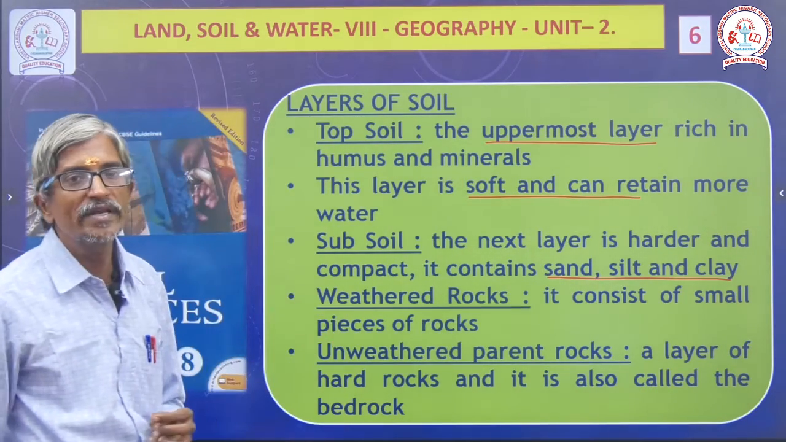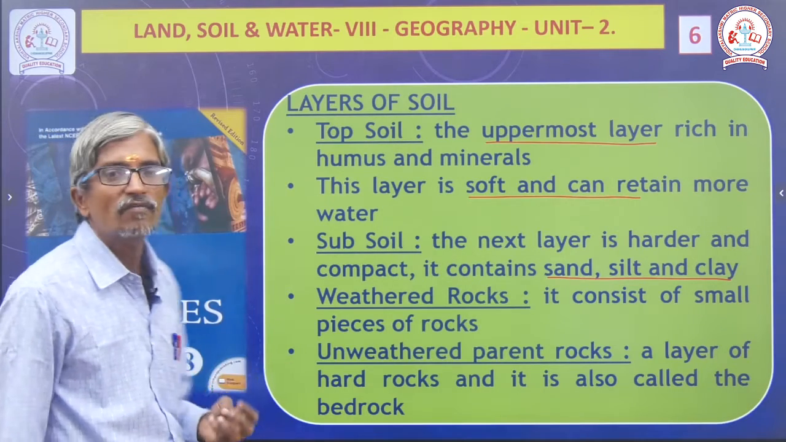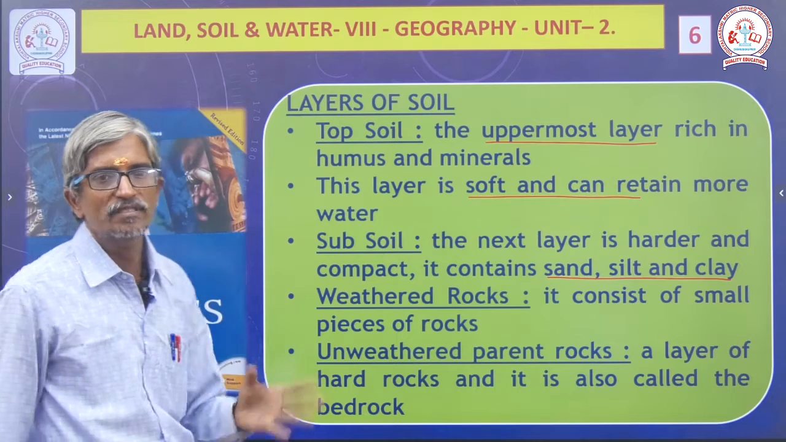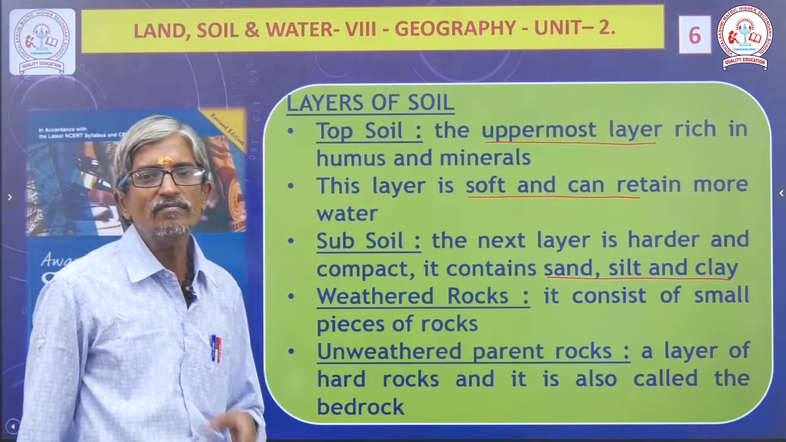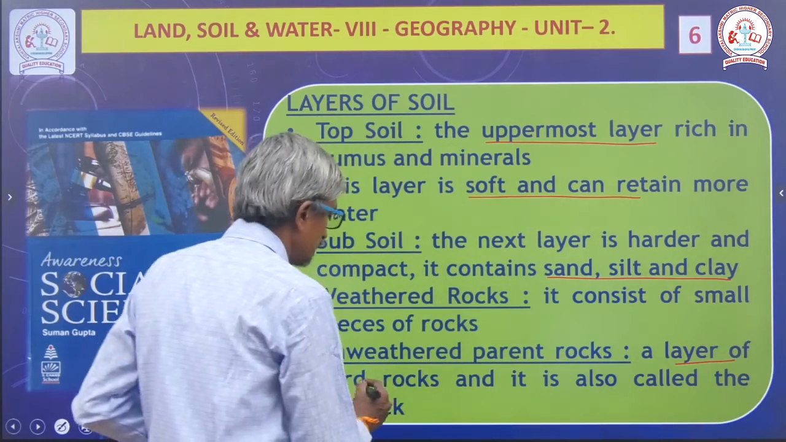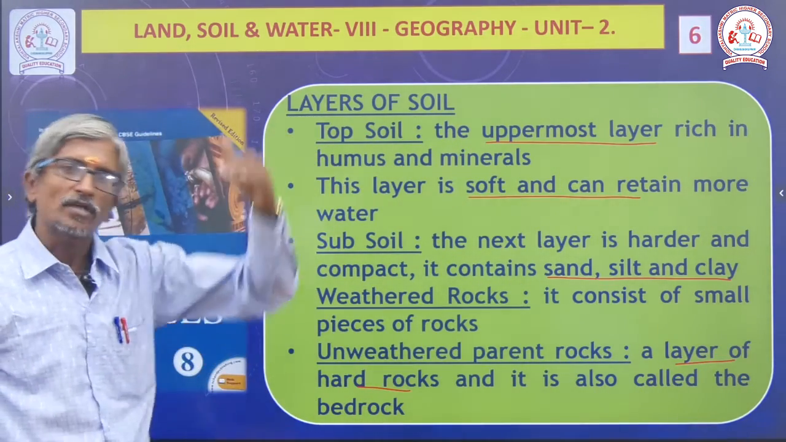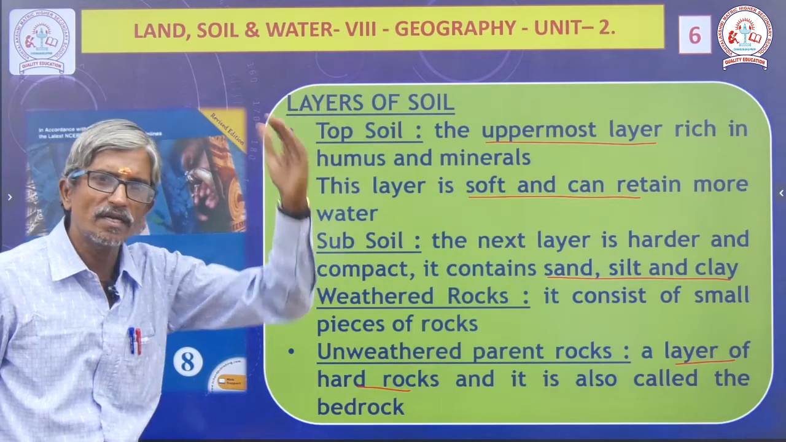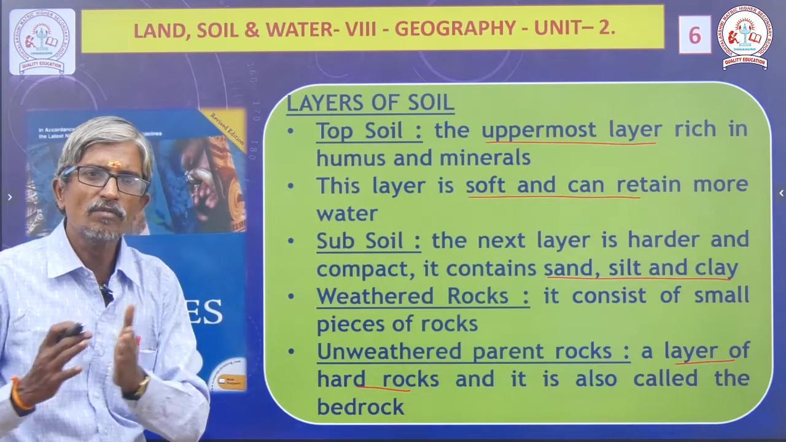Next, number 3, weathered rock. It consists of small pieces of rocks. Weathered rocks are nothing but small pieces of rocks. Next, number 4, unweathered parent rock. A layer of hard rock. Topmost is very soft, then a little harder, harder, more harder, like that the layers get harder and harder.